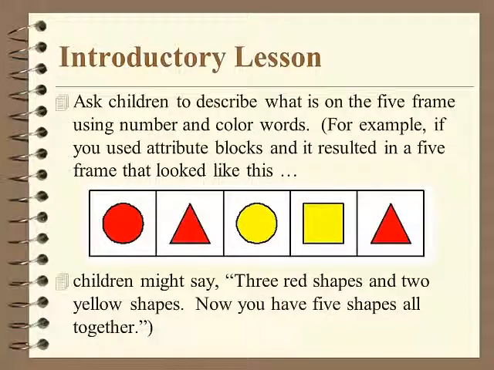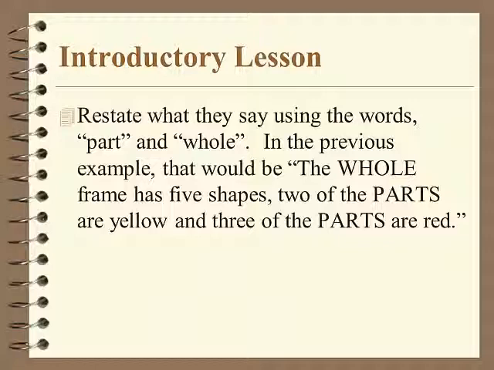Ask children to describe what we got on the 5 frame using numbers and color words. For example, we have 3 red shapes and 2 yellow shapes. Now the teacher can restate what the student said using part and whole. For example, the whole frame is 5 shapes, 2 parts are yellow and 3 are red.